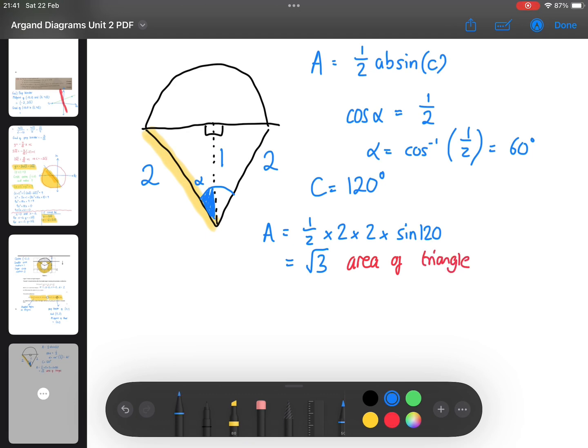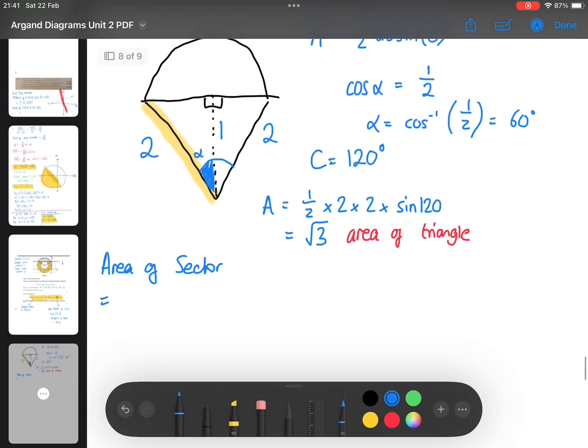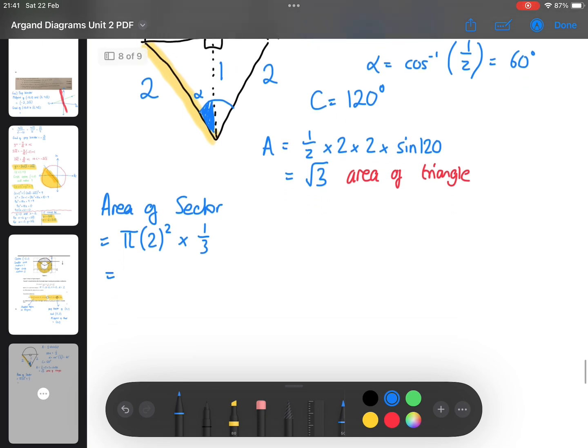And to work out the area of the whole sector now, this is probably the easier bit. We know that it's just a third of the area of the full circle of radius 2. So the full circle would be pi times 2 squared, but because we've only got a third of it, we need to multiply by a third. And that's going to give us 4 pi over 3. That's the area of the sector. And this is the area of the triangle.